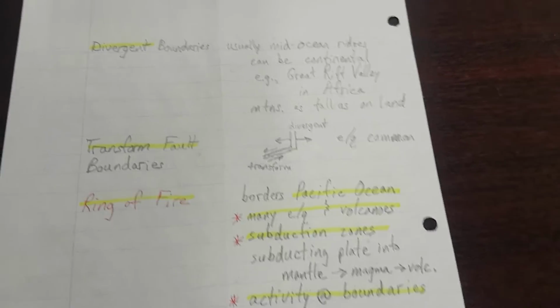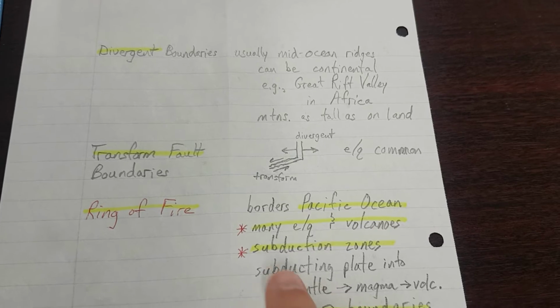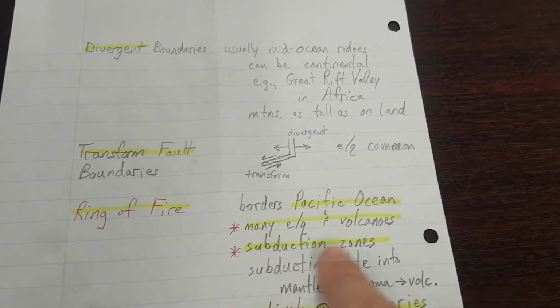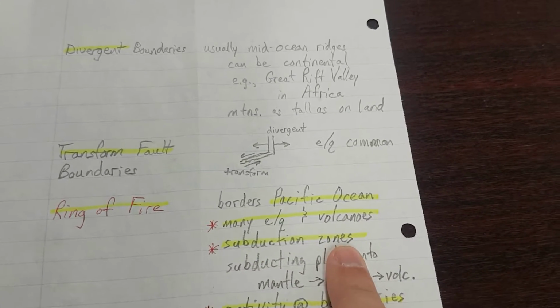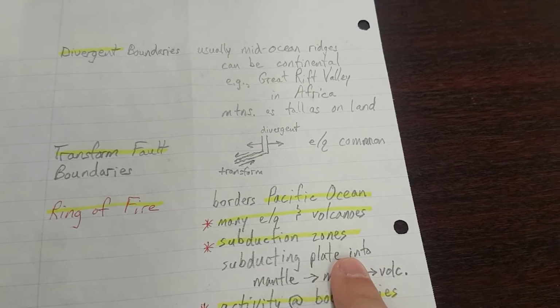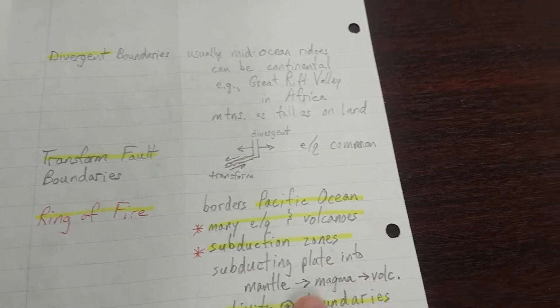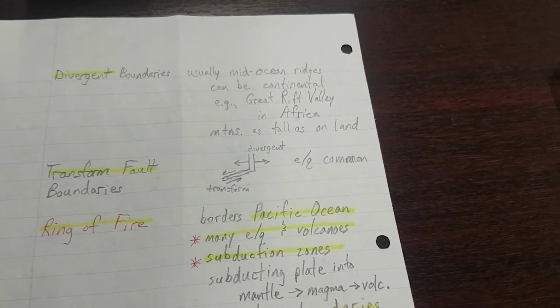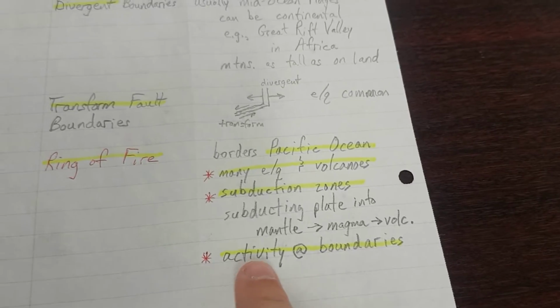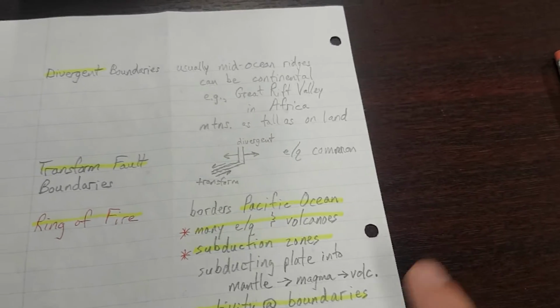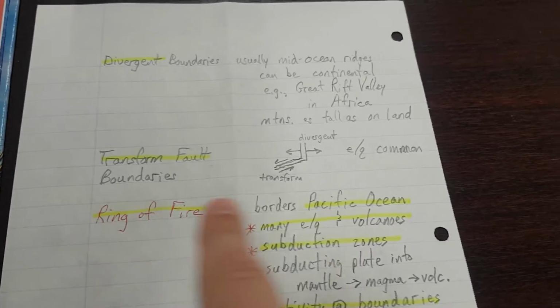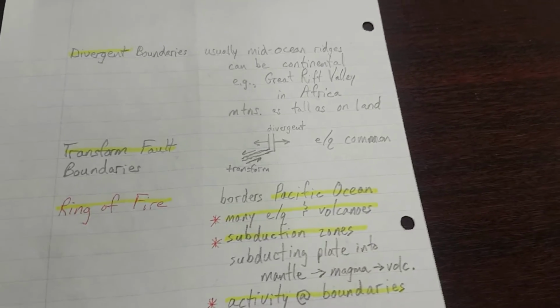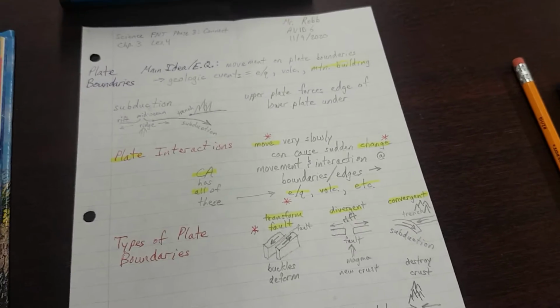For convergent plates, a subduction zone is created. The subducting plate goes underneath, turns into magma, and can erupt as a volcano. This causes a lot of activity at the plate boundaries. The ring of fire around the Pacific Ocean is one example. Okay, something like that. All right, now we have to worry about our phase 3.